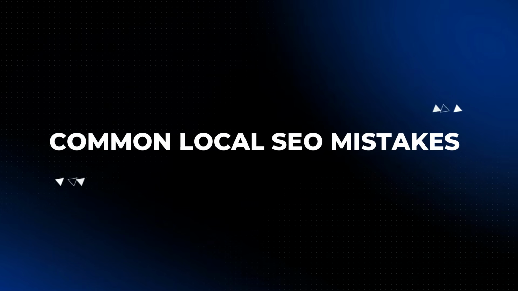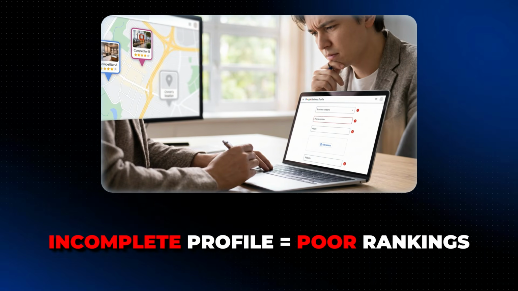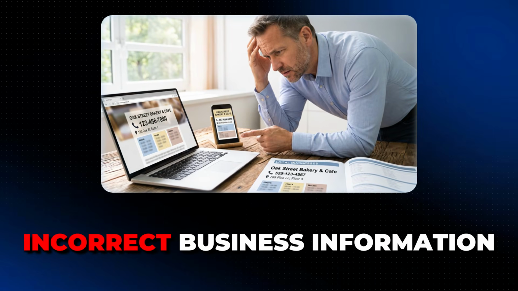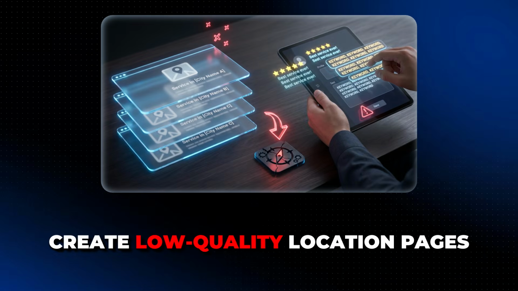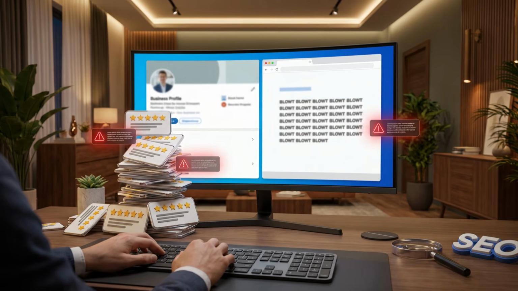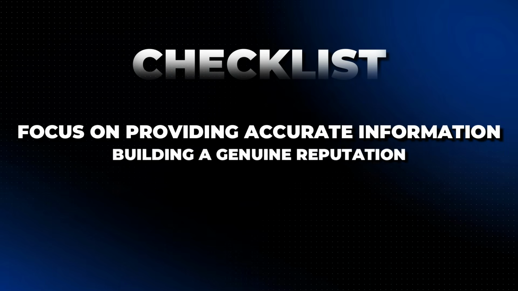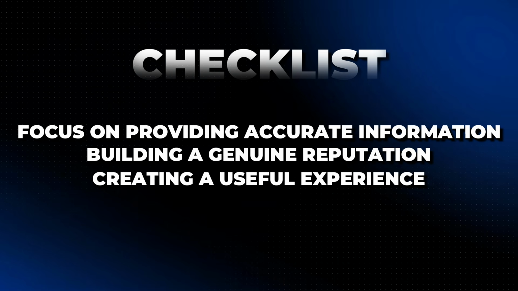Common local SEO mistakes. One common mistake is creating an incomplete Google Business Profile and then expecting it to rank. Another is using incorrect business information across different platforms. Some businesses also create low-quality location pages that offer little value to users, or try to manipulate rankings with fake reviews and keyword stuffing. Local SEO should focus on providing accurate information, building a genuine reputation, and creating a useful experience for local customers.